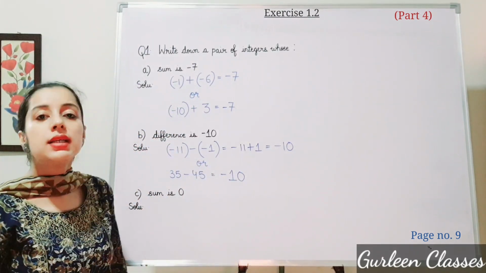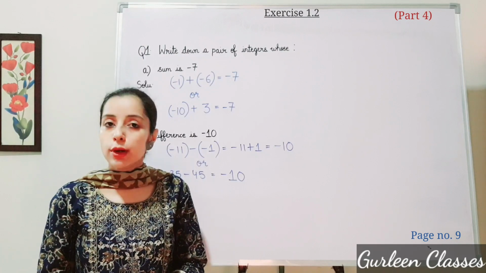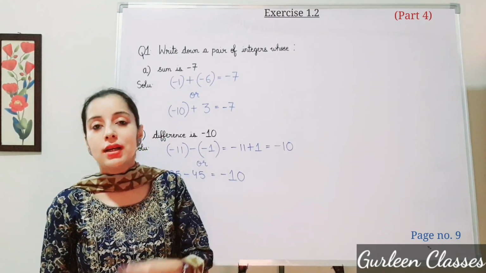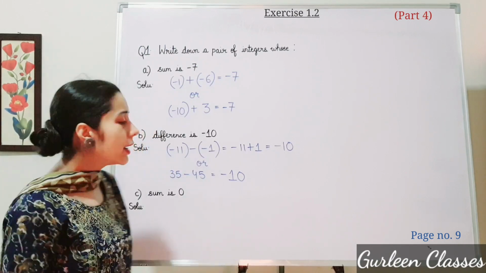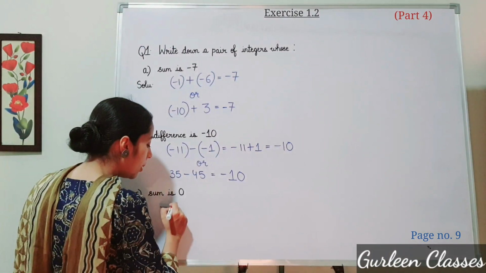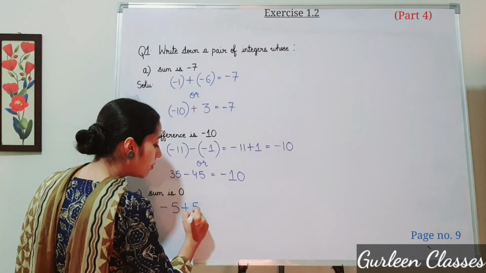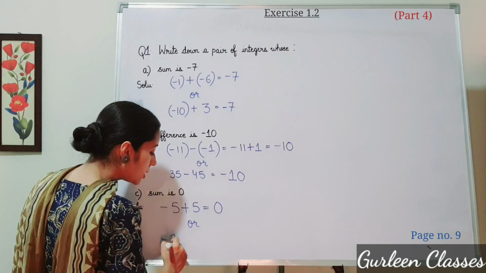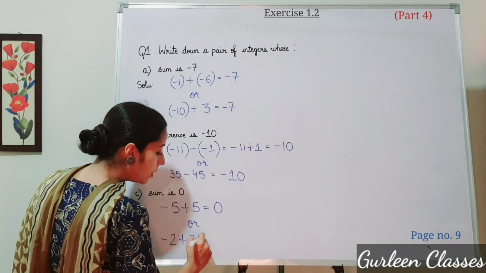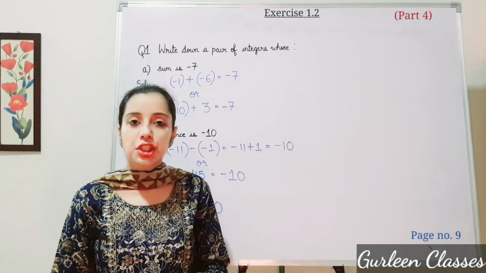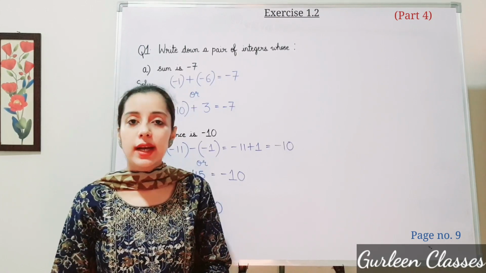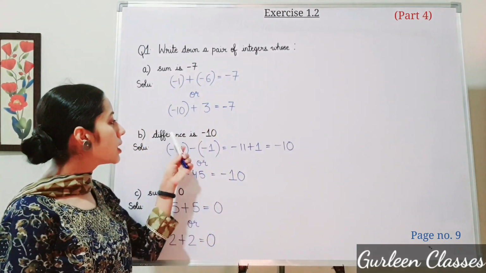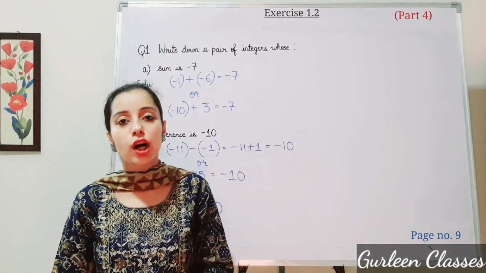Now C part, the sum is 0. We know that if we add a negative number and a positive number of the same value, the result will be 0. We can take any number here. For example, minus 5 plus 5. The sum will be 0. Or if we take minus 2 plus 2, the sum will be 0. So I hope students question number 1 is clear. You just have to write down a pair of integers. The question would be given to you like difference or sum. You have to think of the pair of integers.